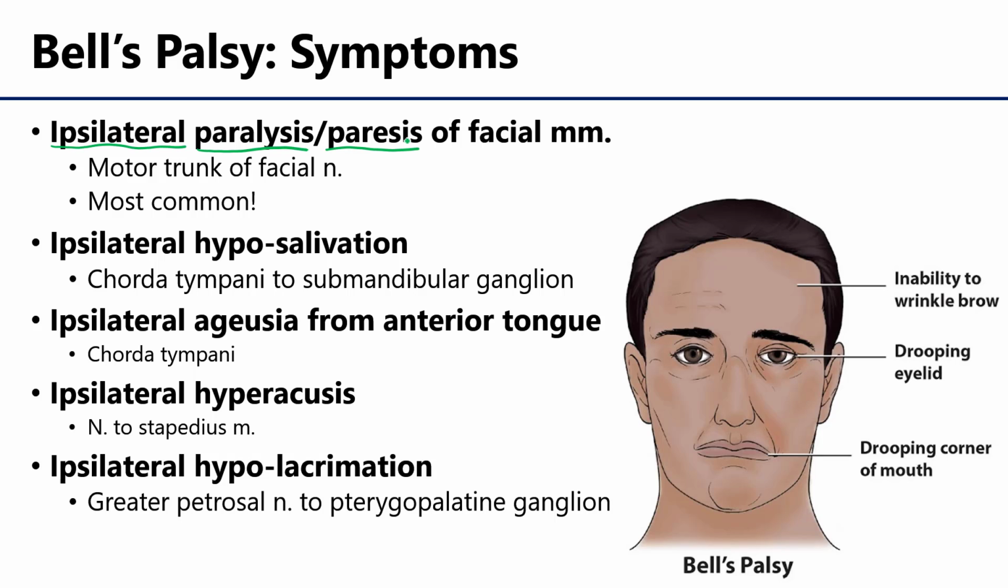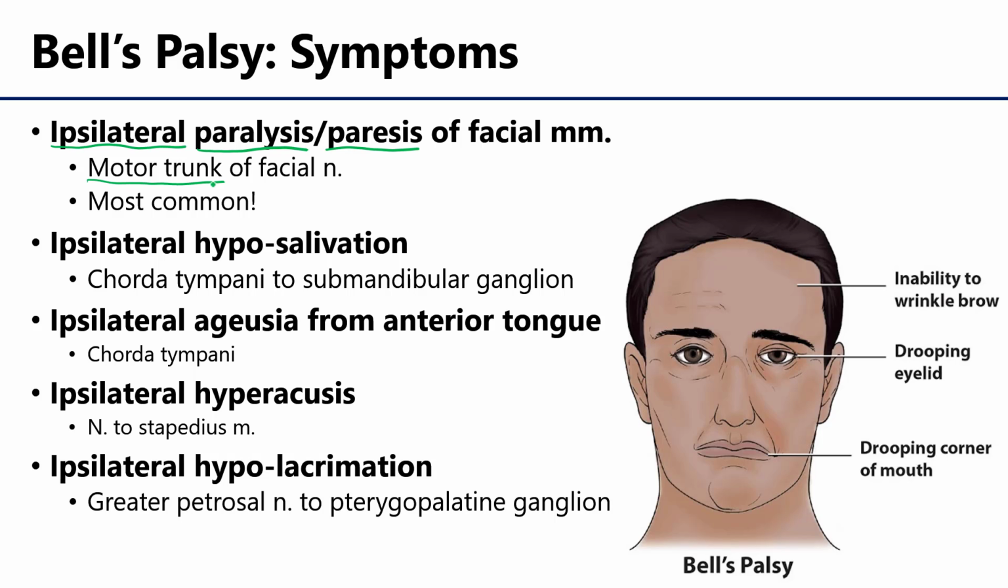Now, the underlying cause is a lesion or damage to the facial nerve. For this in particular, the motor trunk of the facial nerve. Recall that that is going to exit the stylomastoid foramen, and so anything beyond that stylomastoid foramen, so outside of its bony pathway, will make it vulnerable to damage.